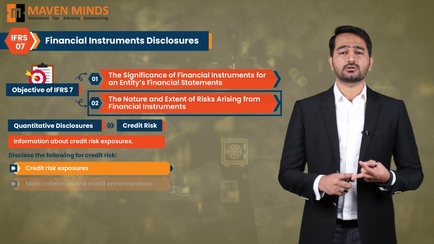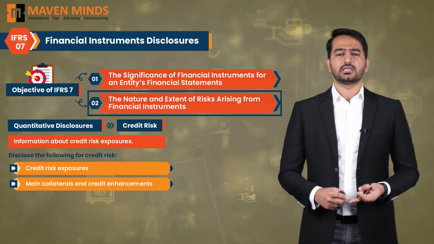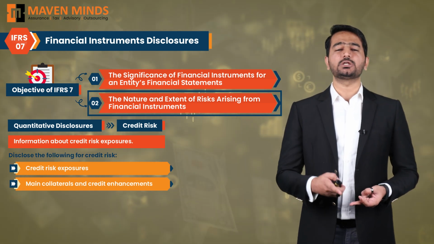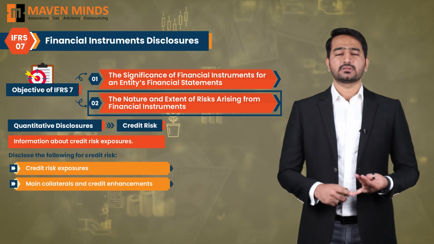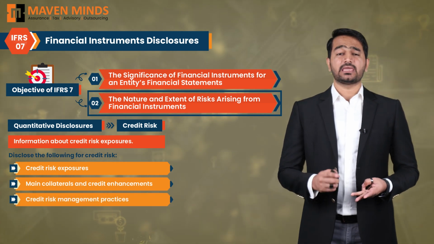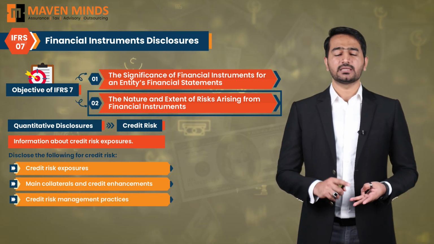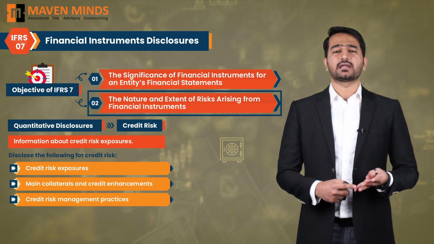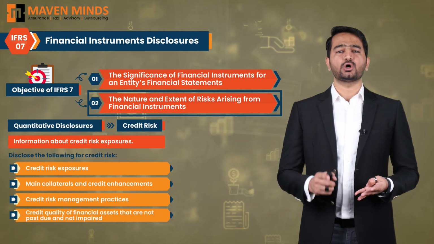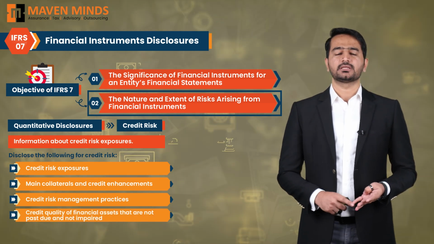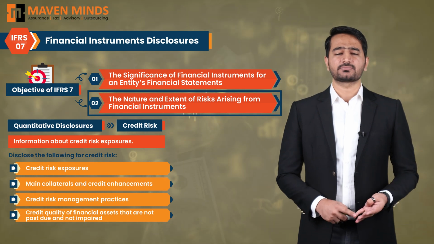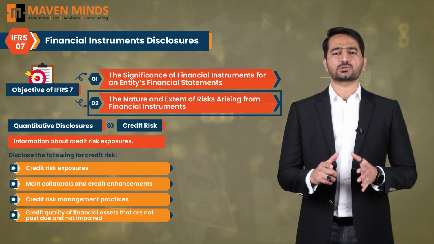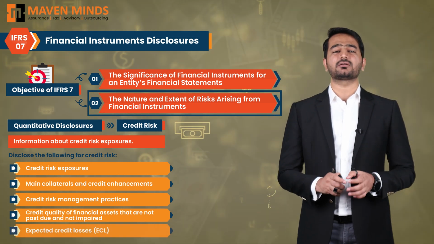Number 2, main collaterals and credit enhancements. If you have any collateral or guarantees in place to reduce your credit risk, you need to describe them. Number 3, credit risk management practices. Explain how you manage credit risk, including any policies or procedures in place. Number 4, credit quality of the financial assets that are not past due and not impaired. This includes things like credit ratings or other indicators of the credit quality. One of the most important disclosures here relates to the expected credit losses.